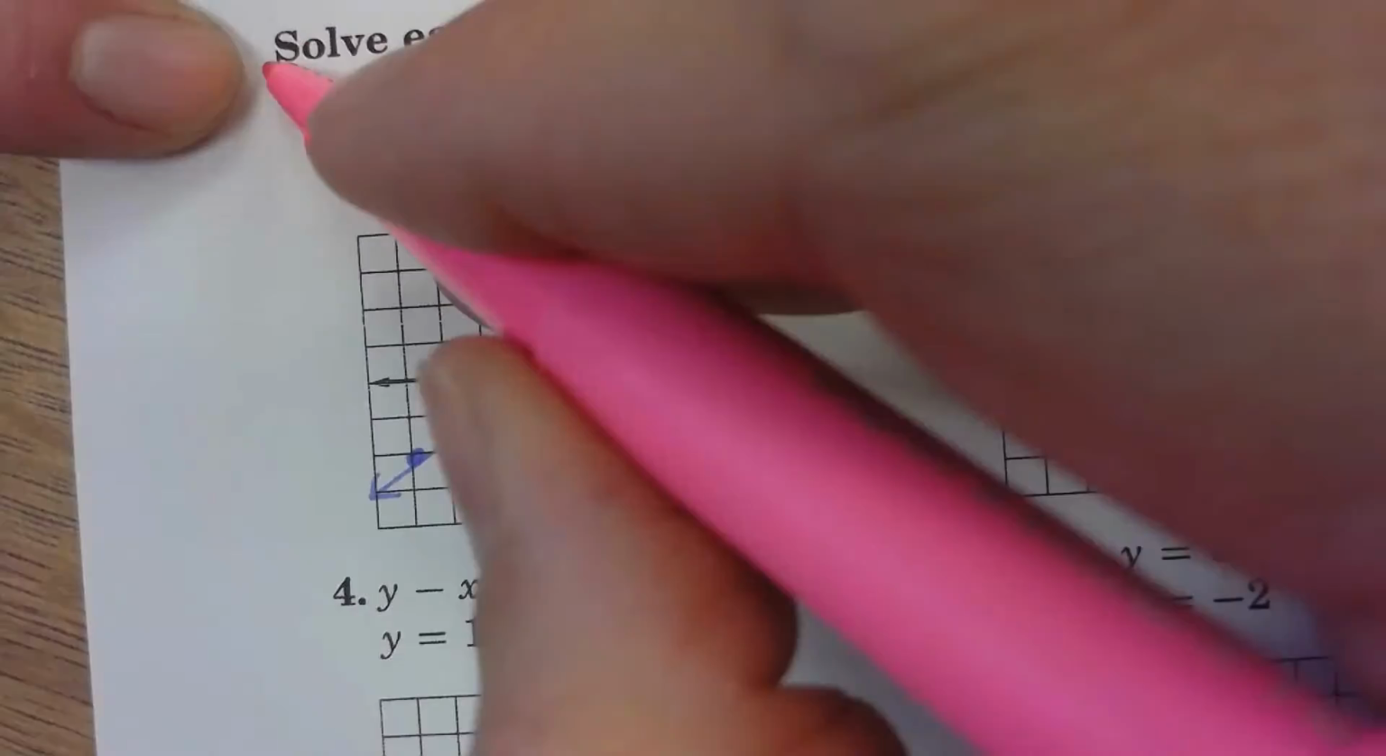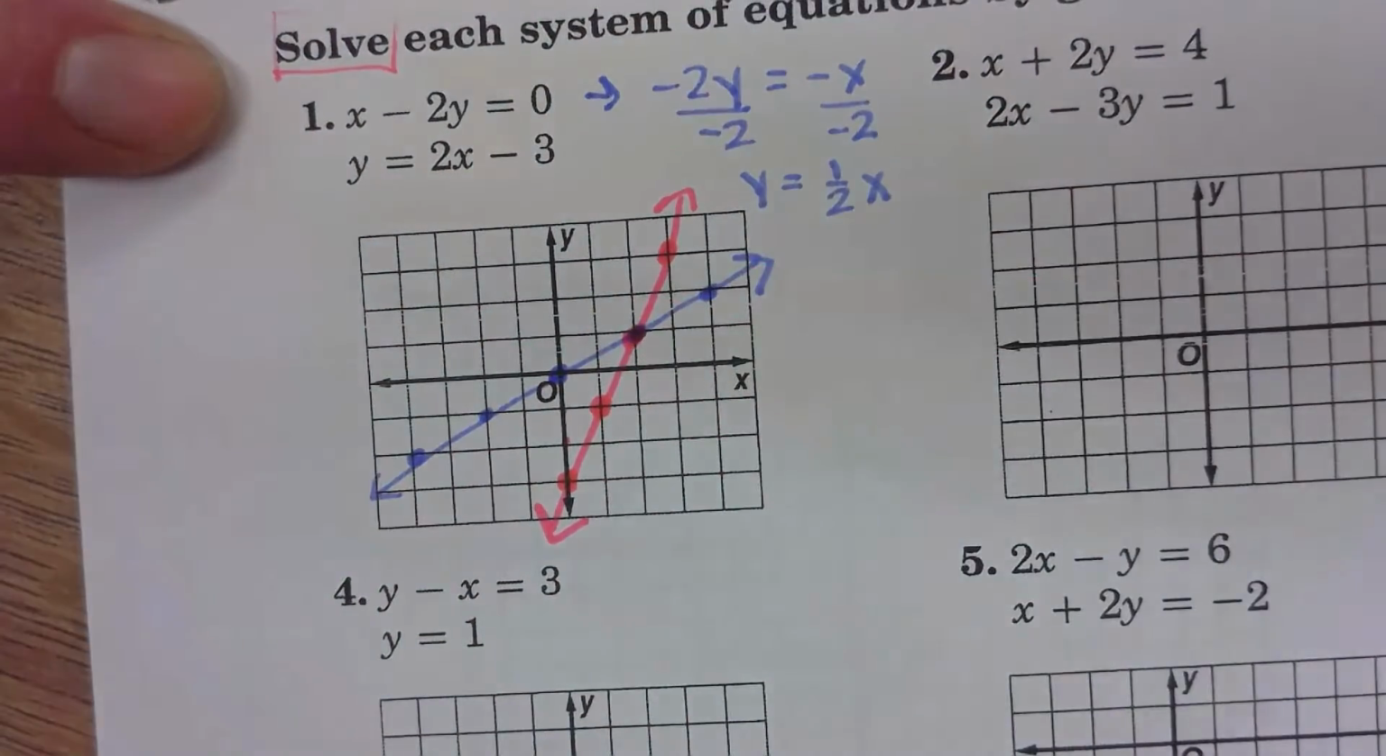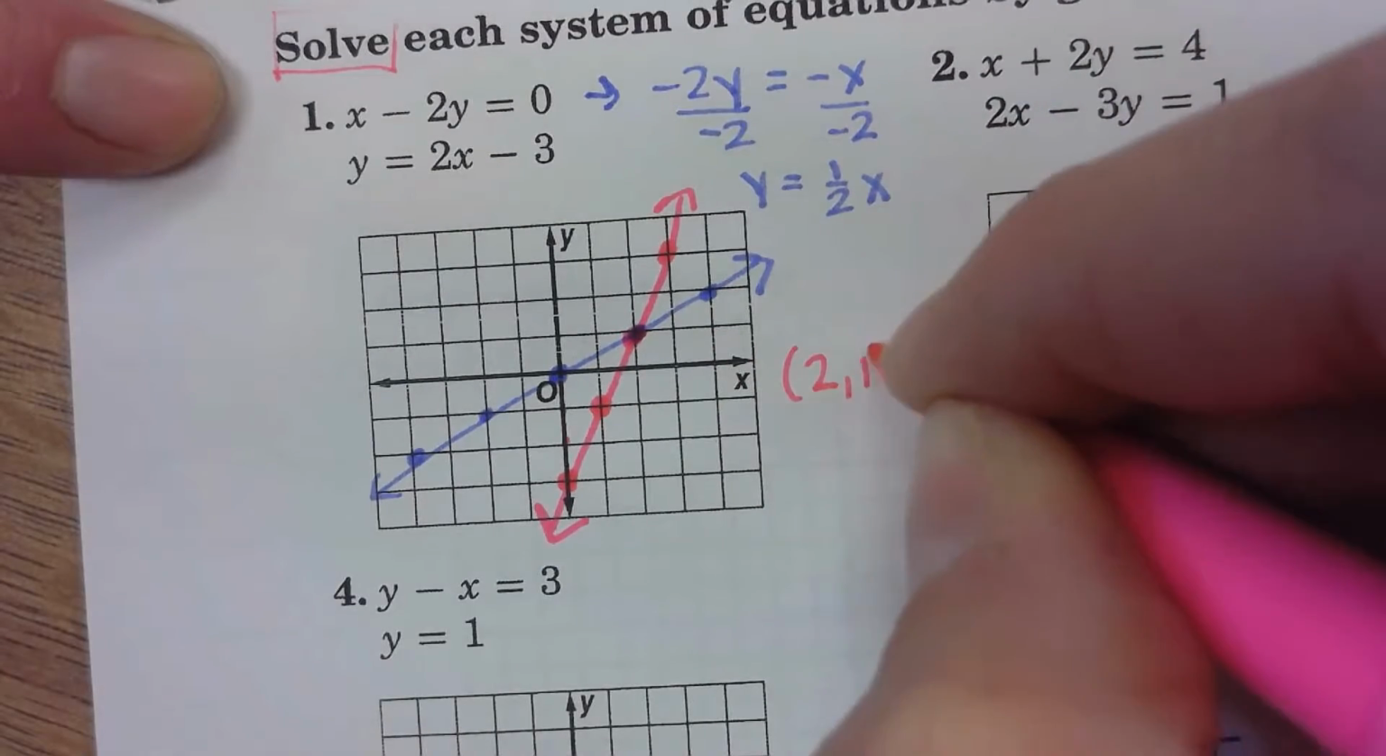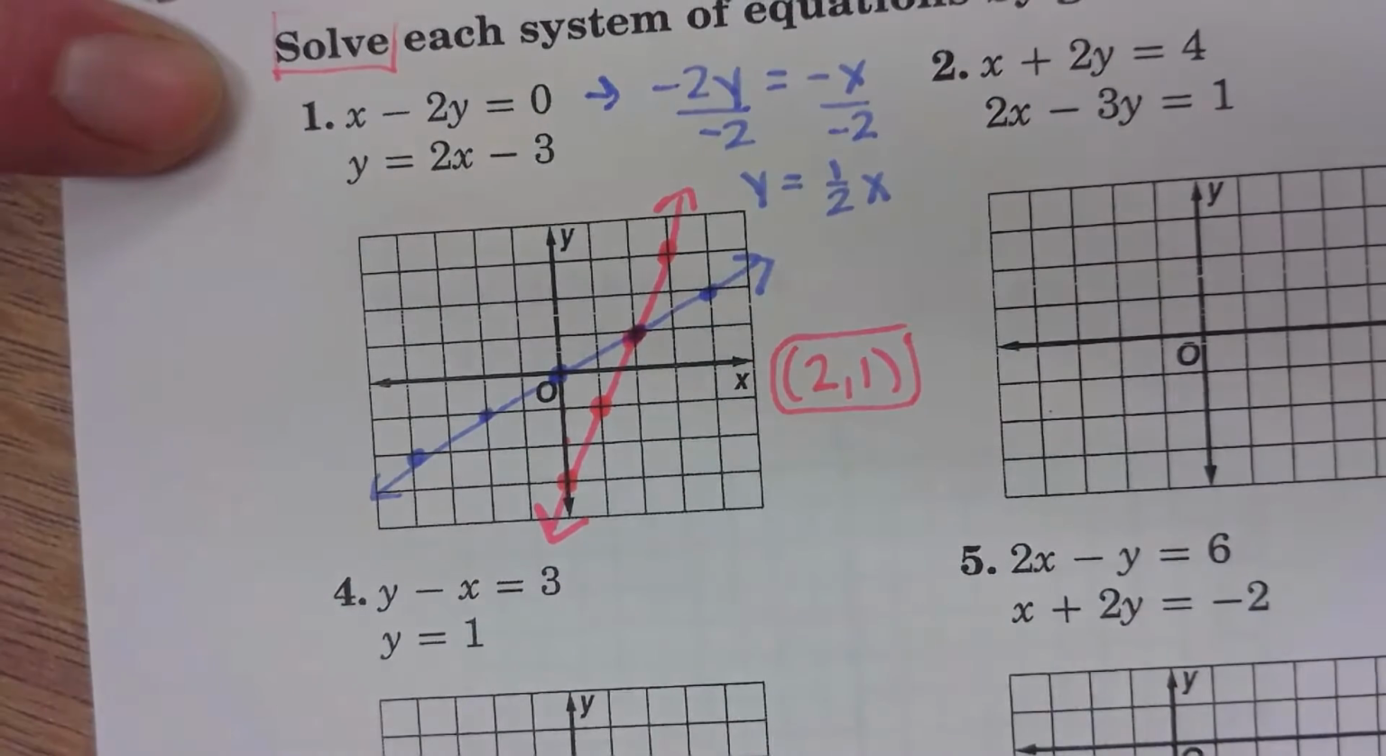So it says to solve. Well, the solution is the point of intersection, and these two graphs intersect at 2, 1.